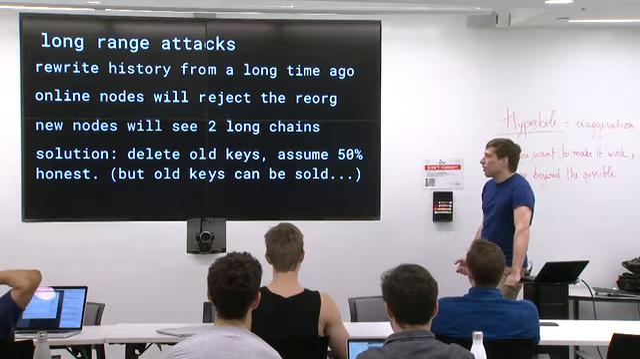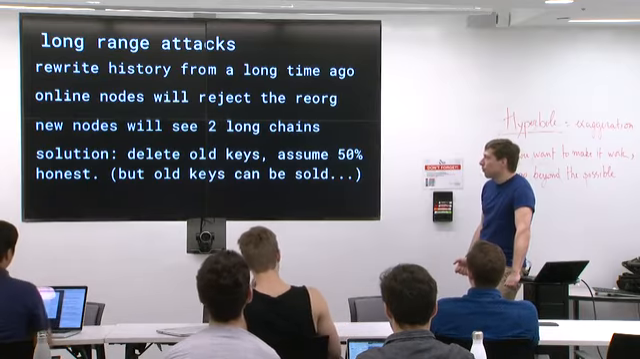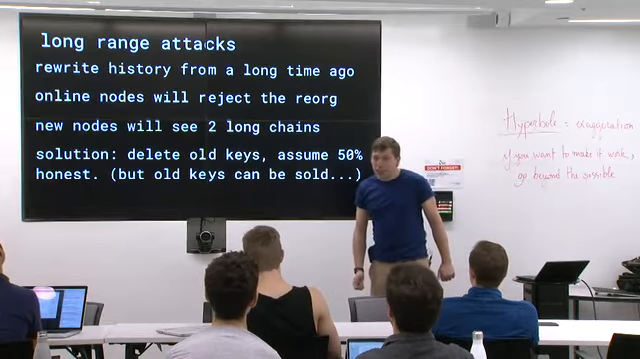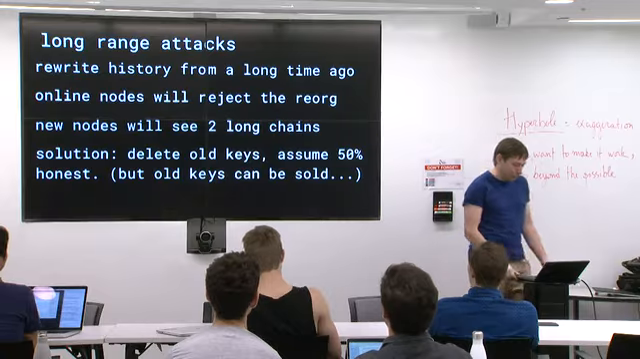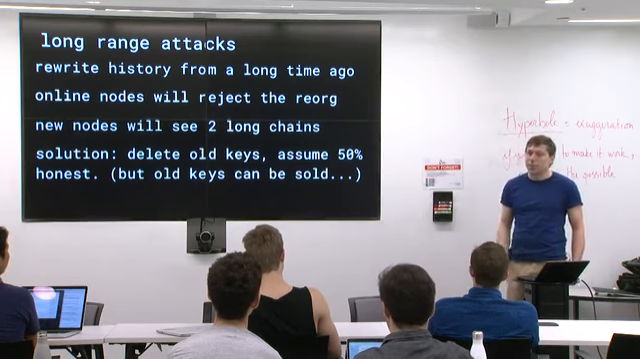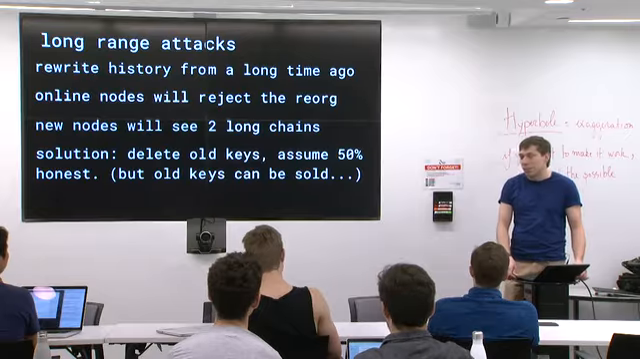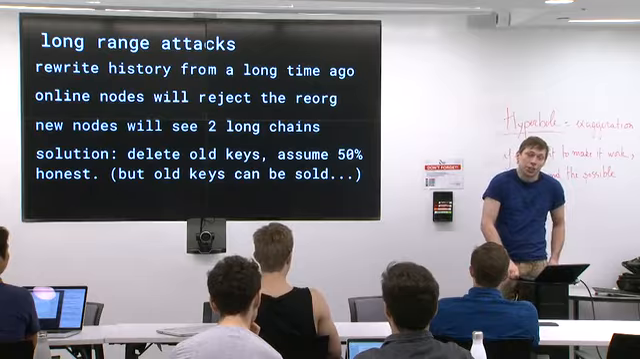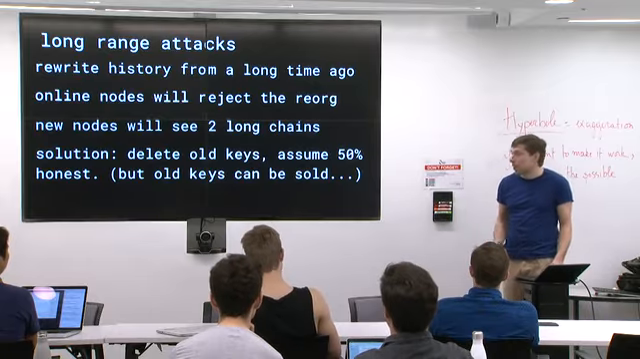So a lot of times the solution is, okay, well, delete old keys and assume 50% honest. That's tricky because old keys can be sold. People have asked, I know, like, hey, can I buy your old Ethereum keys? Why do you want these? Well, if proof of stake happens, they might be worth something. Currently, if you have keys for addresses or accounts that don't have any money anymore, it's not very useful, but possibly can be sold.